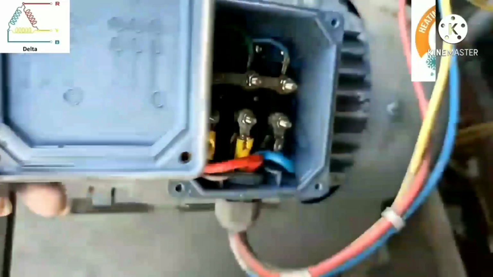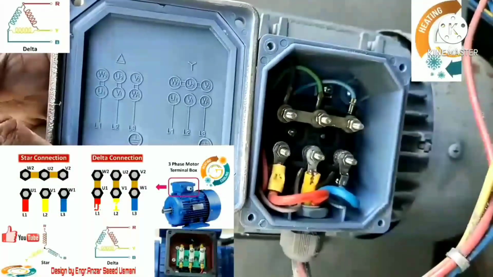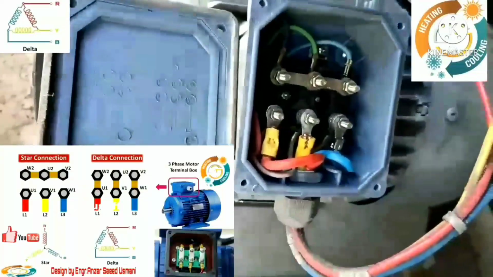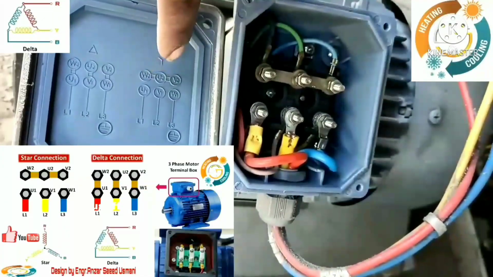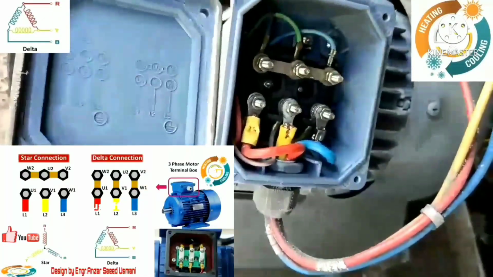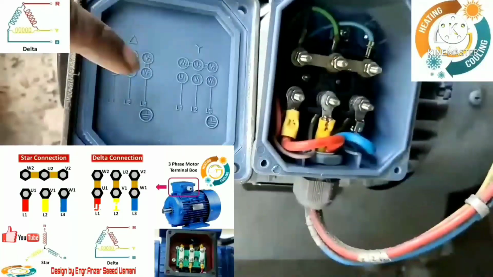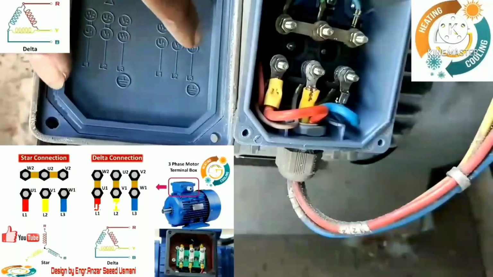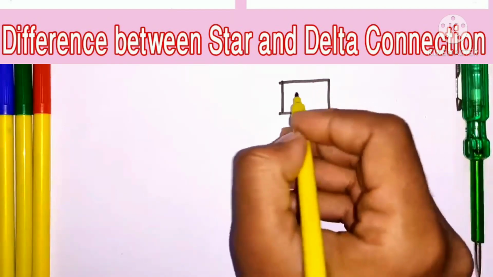Here I am putting the terminal box cover near the terminal box, and here you can see I am using the star connection. On the right side, the terminal box cover is the star connection, and on the left side, the terminal box cover is the delta connection. Here we are using 6 terminals, U1 V1 W1 and the above 3 U2 V2 W2, and I'm going to explain in a theoretical way.